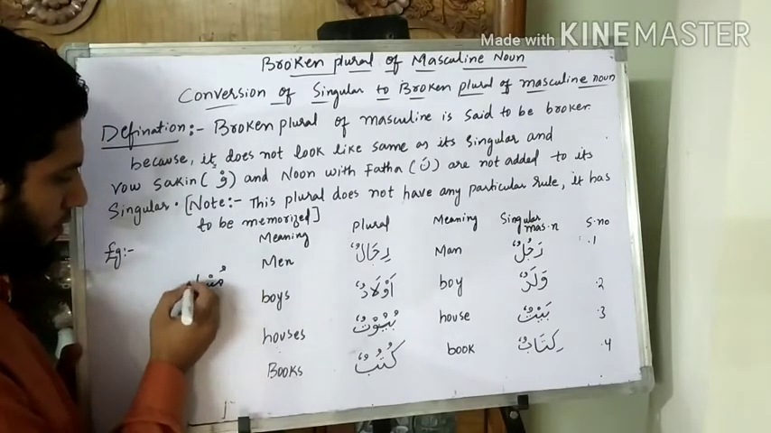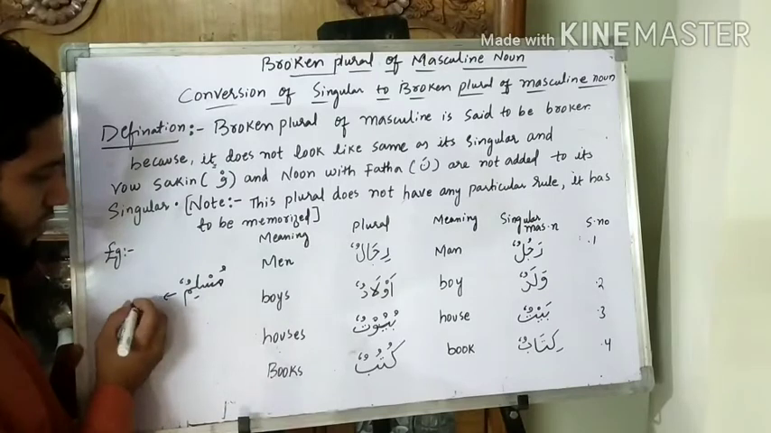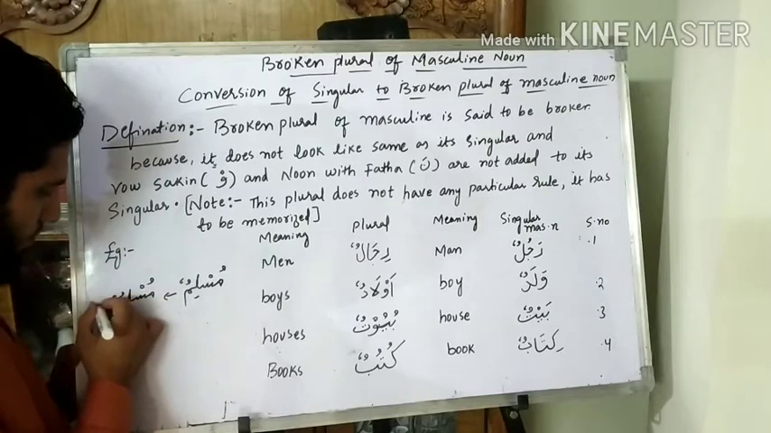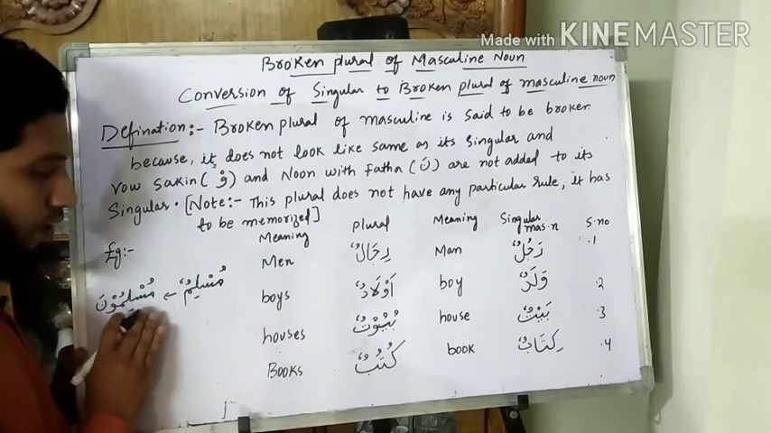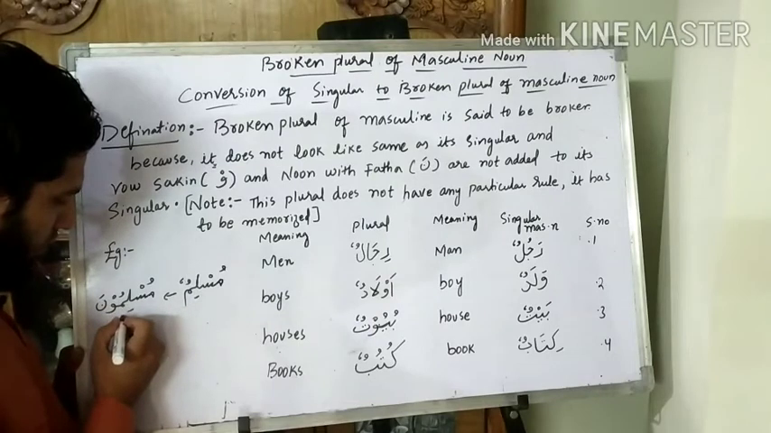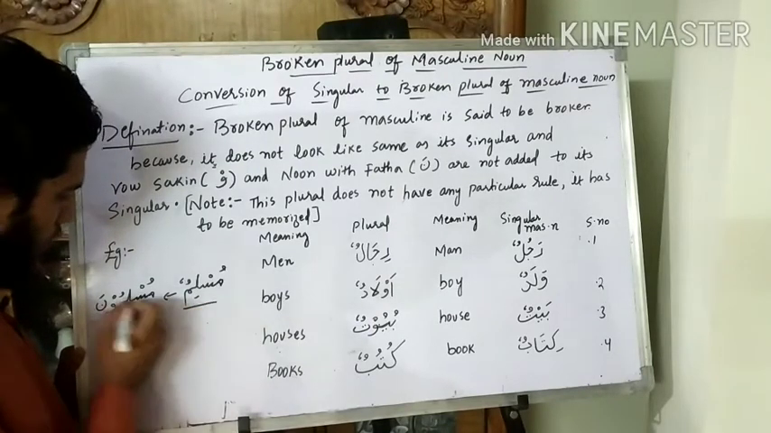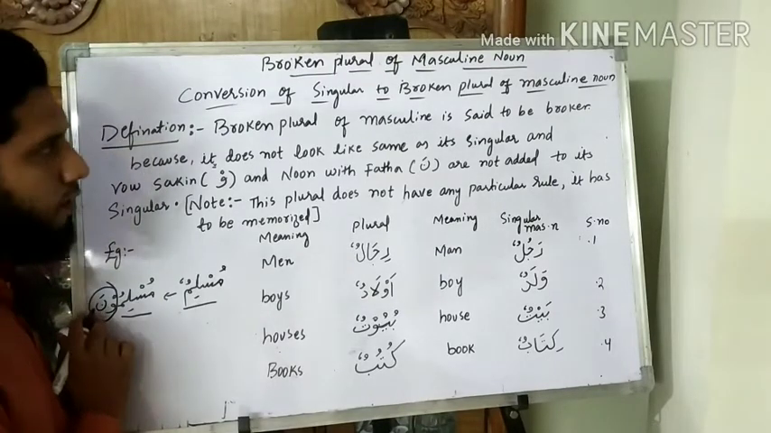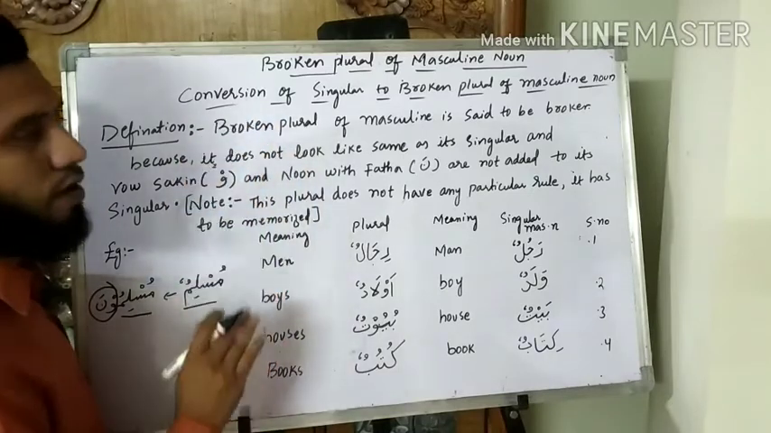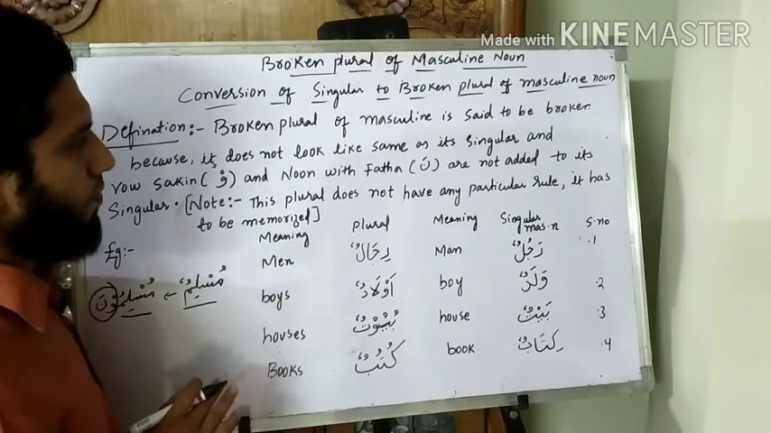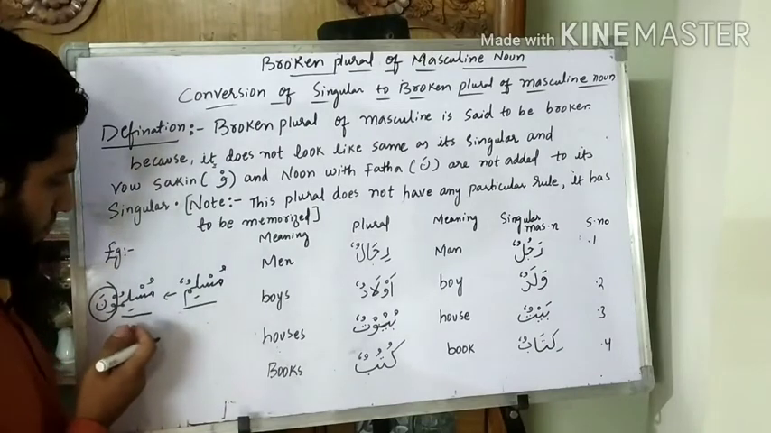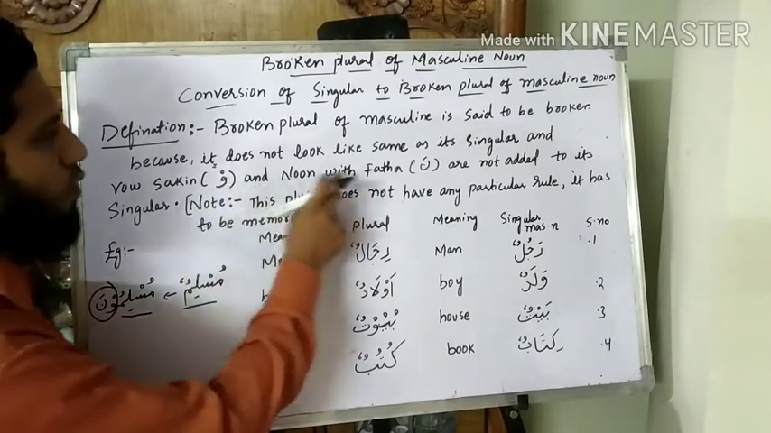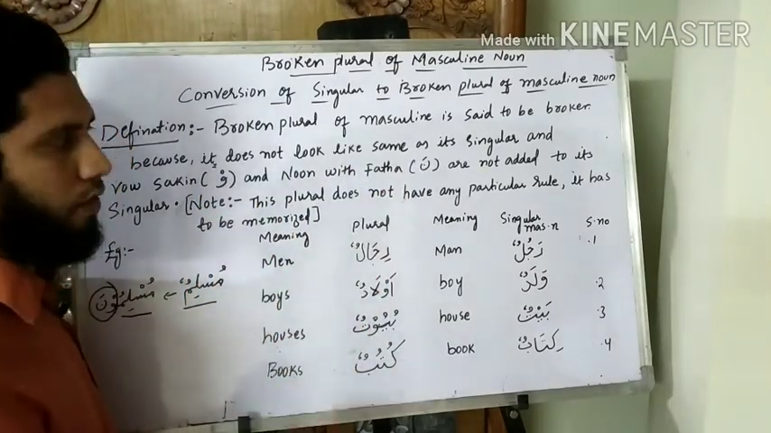So how were we converting that time? Muslimuna. So this is called unbroken because almost the word looks like same till here. Only waw sakin and noon with fatha are added to make it plural. But in this broken plural, it is not going to happen. So you can see the definition also: waw sakin and noon with fatha are not added to its singular.